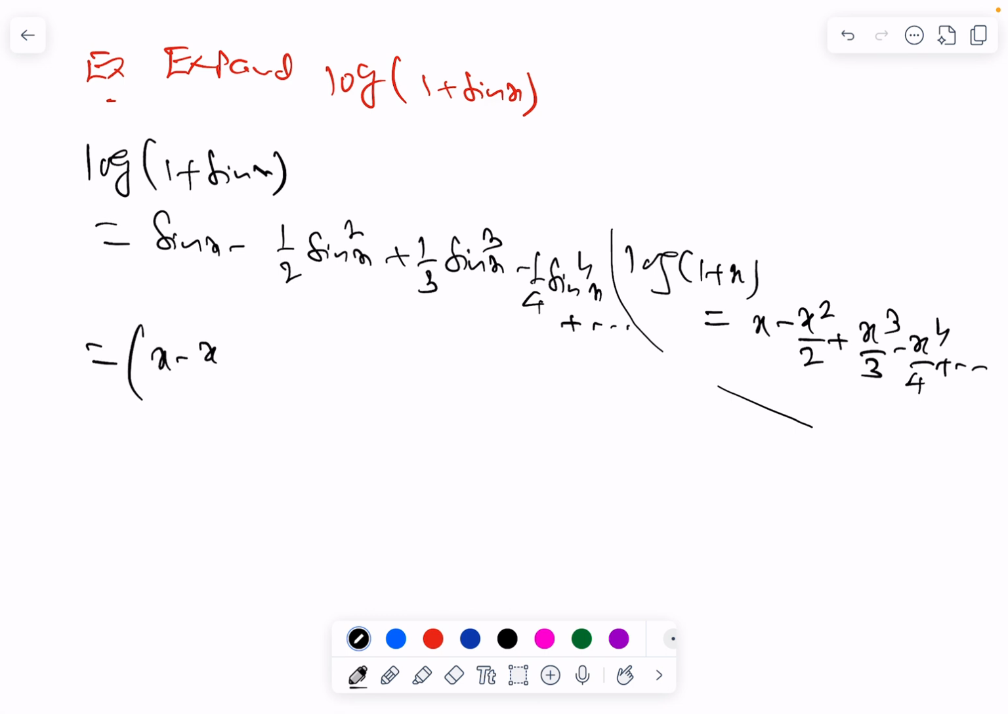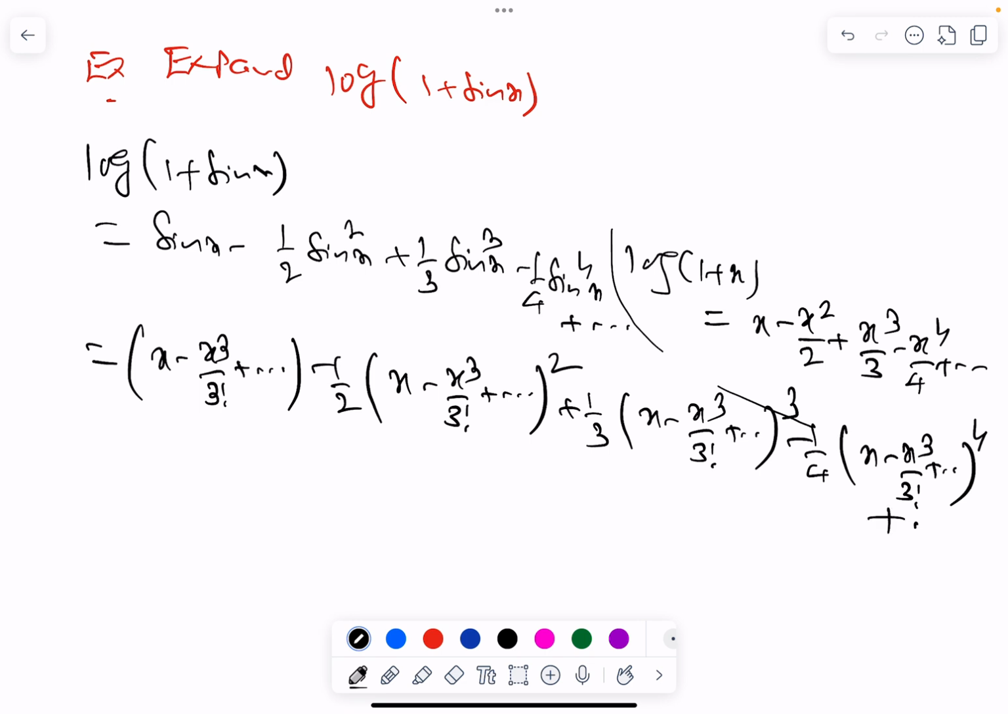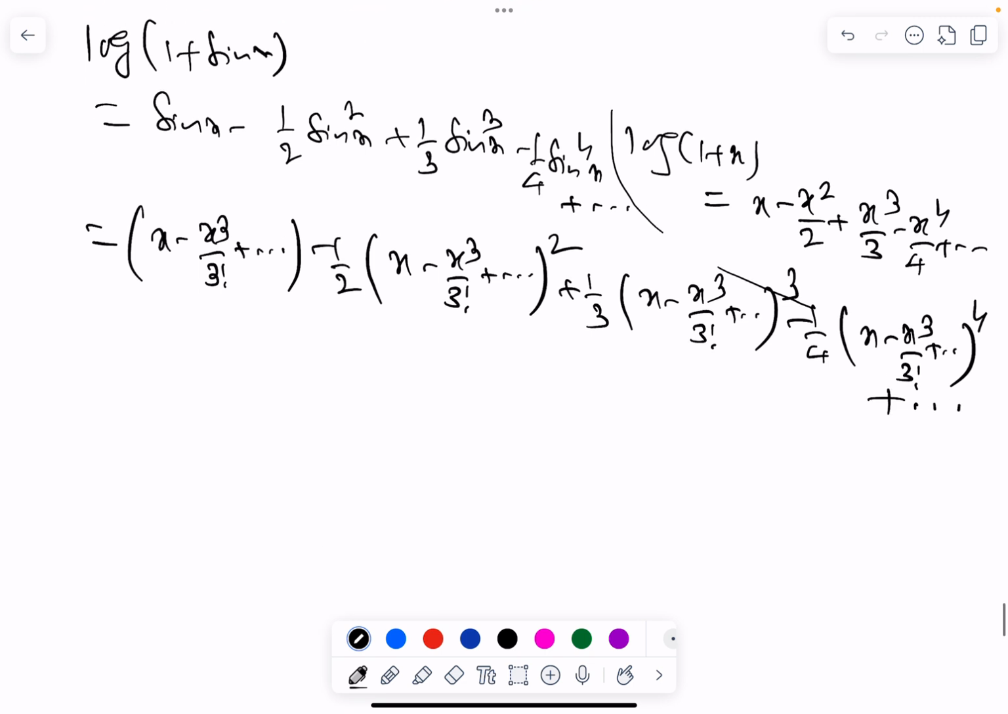So this is x minus x cube by 3 factorial and so on, minus 1 by 2 times x minus x cube by 3 factorial and so on, squared, plus 1 by 3 times x minus x cube by 3 factorial and so on, to the power 3, minus 1 by 4 times x minus x cube by 3 factorial and so on, to the power 4, and plus and so on. Now collect the term x. X you will get only here.